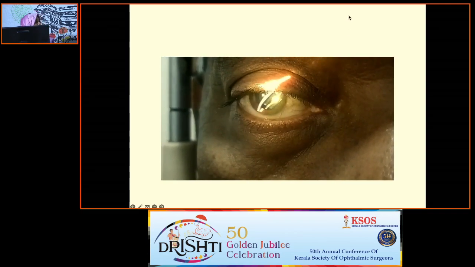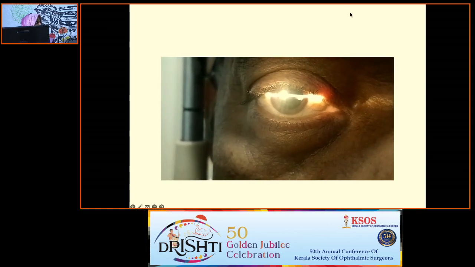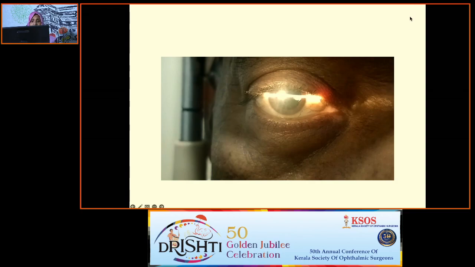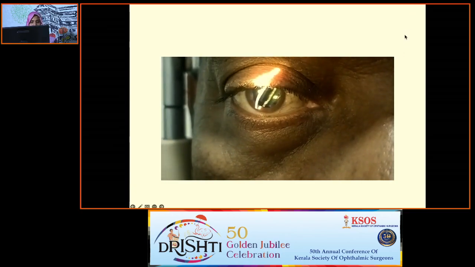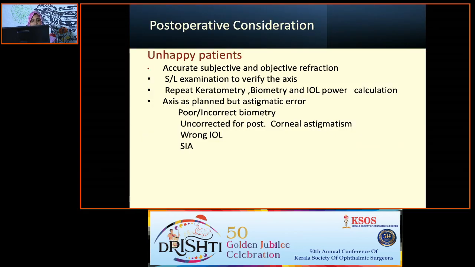You can turn the slit lamp to a thin slit beam of light to align with the IOL marking. So, the patient's IOL is aligned at 180 degrees. Then coming to the unhappy patients.